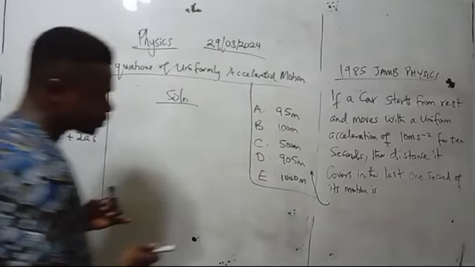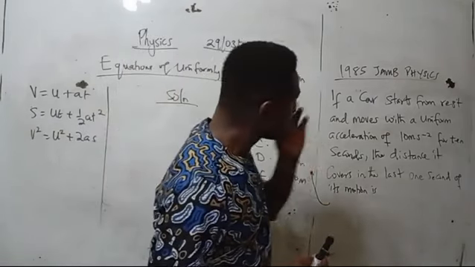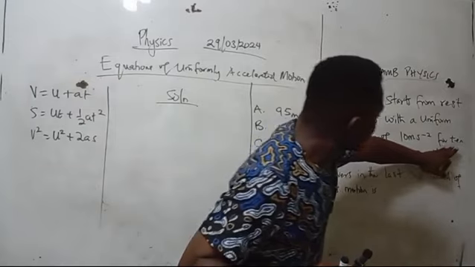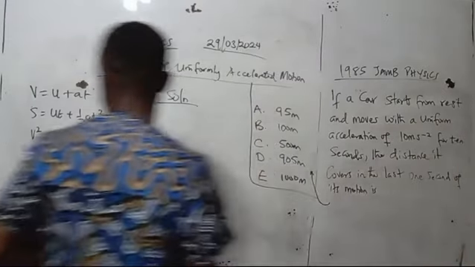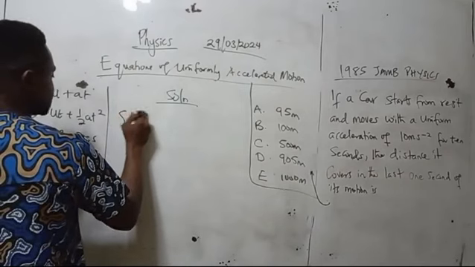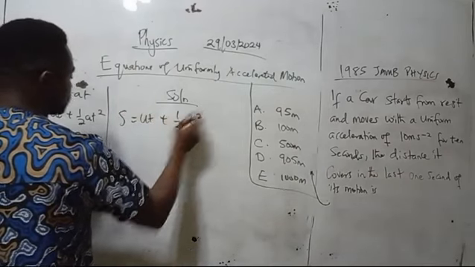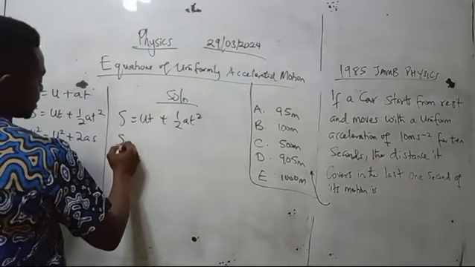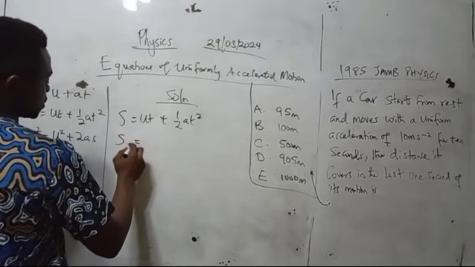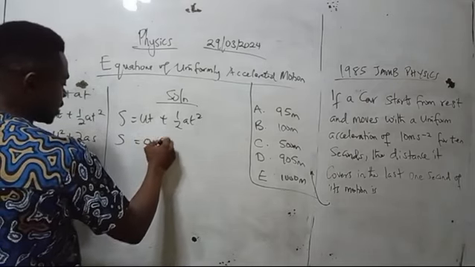First of all, you start with 10 seconds. For 10 seconds, remember that S is equal to UT plus half AT squared. U is already 0, so S is equal to 0 times T plus half acceleration times time squared.